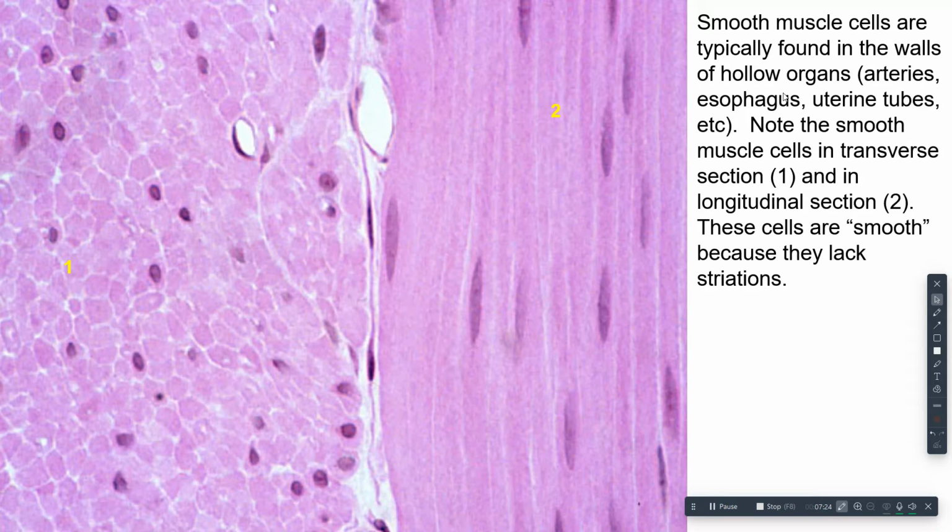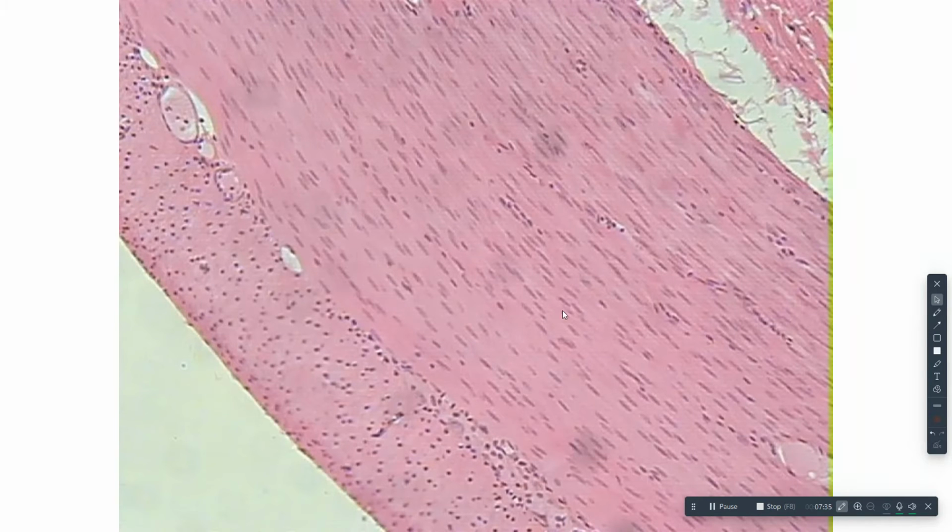And of course, remember, we've got these smooth muscle cells primarily in the walls of hollow organs, arteries, esophagi, uterine tubes, etc. Another picture for you. Smooth muscle cells running kind of like diagonally here, and here they're cut in cross sections that are coming out at us. And yeah, that's it. Smooth muscle, kind of boring under the microscope, but easy to recognize. All right, what we're going to do now is shift and look at a model.